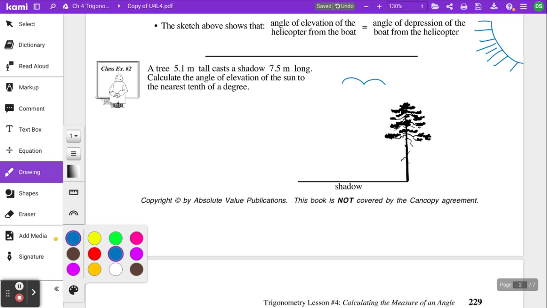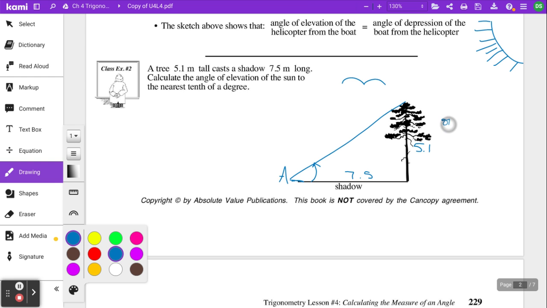Okay, here we go. The question is, calculate the angle of elevation of the sun to the nearest tenth of a degree. Elevation is always from the horizontal, so go find your horizontal line, which is right here, and that's the angle of elevation to the sun. Always from the horizontal. Okay, here's what we know. This is 5.1, the tree. The shadow is 7.5. We're trying to find that angle. So you label what you have and you wonder what you need.